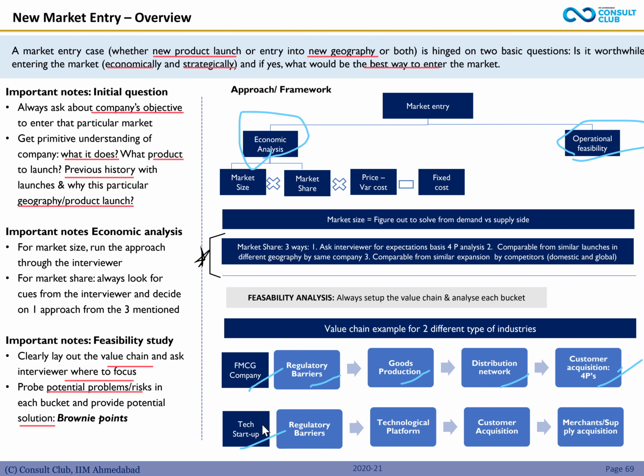For a tech startup to launch a new product, you have to see the regulatory barriers, which technological platform to use, how you acquire new customers, and merchant supply acquisitions. So do you buy any local companies to help you implement your idea or launch your product? So these are different frameworks, and then you go deep in these frameworks to figure out what exactly the company will be needing to launch this new product.